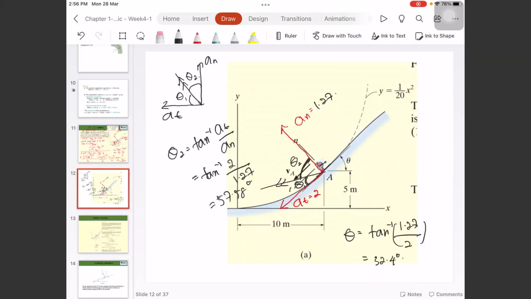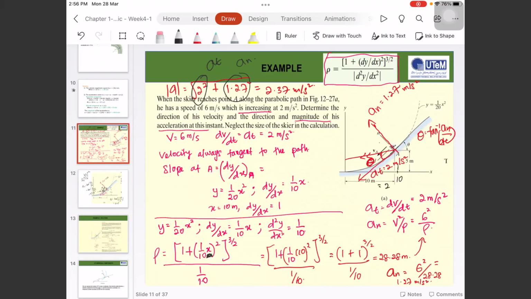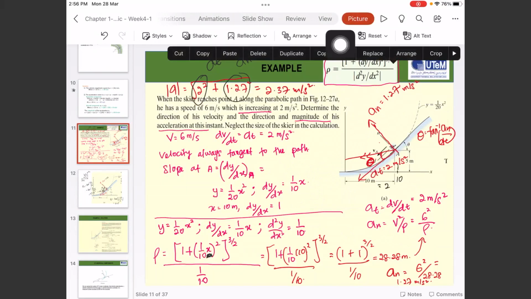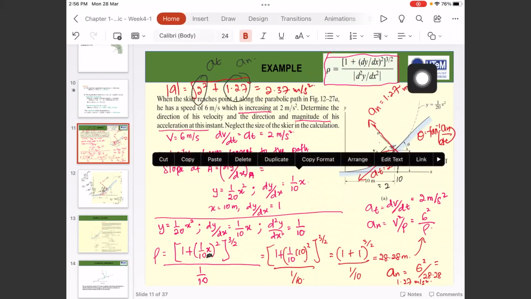Okay, I want to show how to use this equation, how you want to apply these equations to find what rho is. Okay, what is rho. Right?